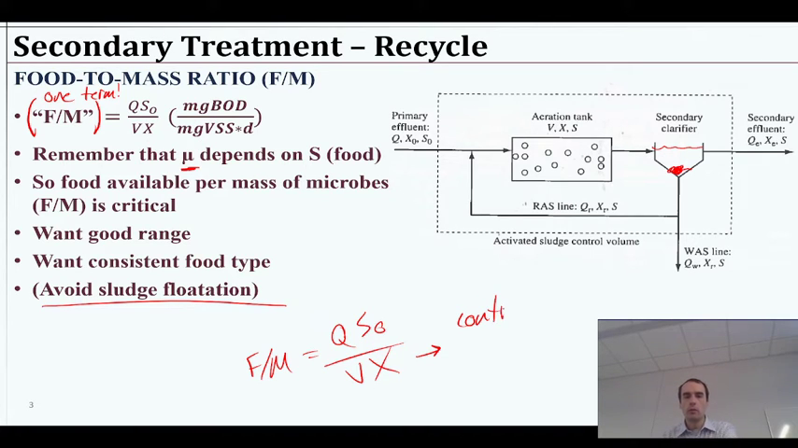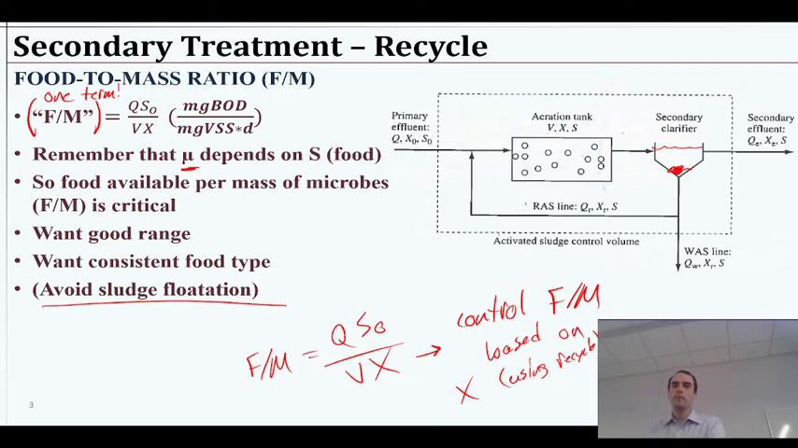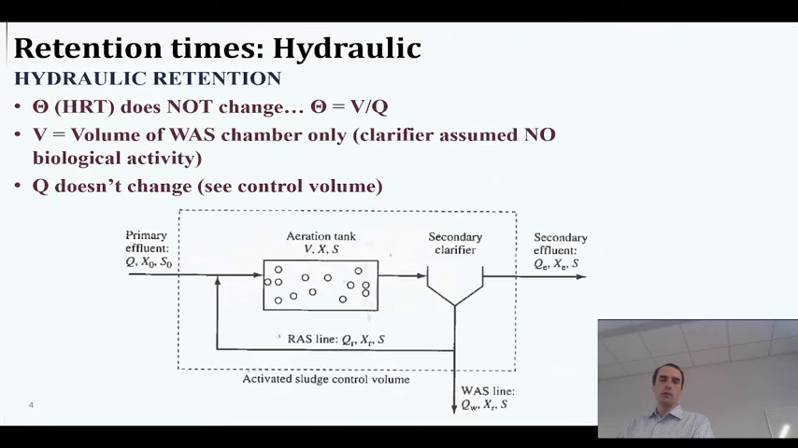So I'll just write a little note. So we control F to M based on X. And I'll say using XR, so using the recycle. Okay, does that make sense? Okay, so relatively straightforward term here, will be pretty useful.